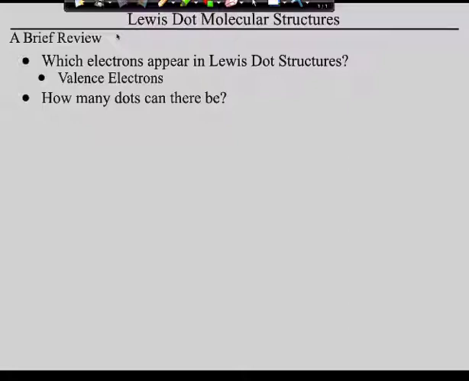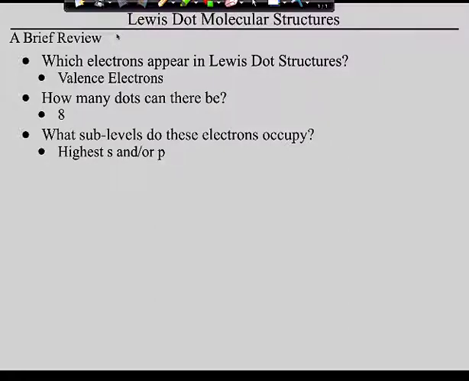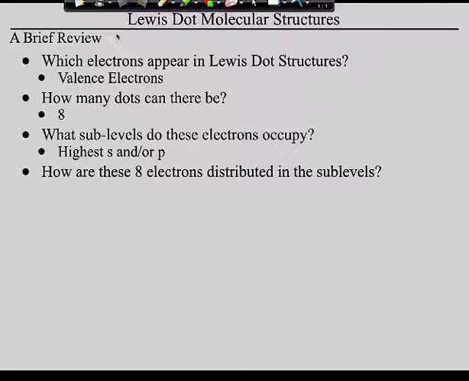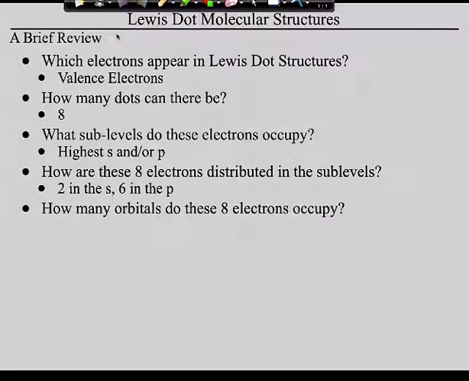Now, how many of them can there be? 8, right? And of these 8 electrons, we already said, which sublevels are they in? S and P. Now, how many of them are in the S and how many of them are in the P? 2 in the S, 6 in the P, right? So, with the 2 in the S and the 6 in the P, how many orbitals are in the S? 1. It's a sphere. And how many orbitals are in the P? 3 in their dumbbells. Is that all good for you? Because it's important you remember this.